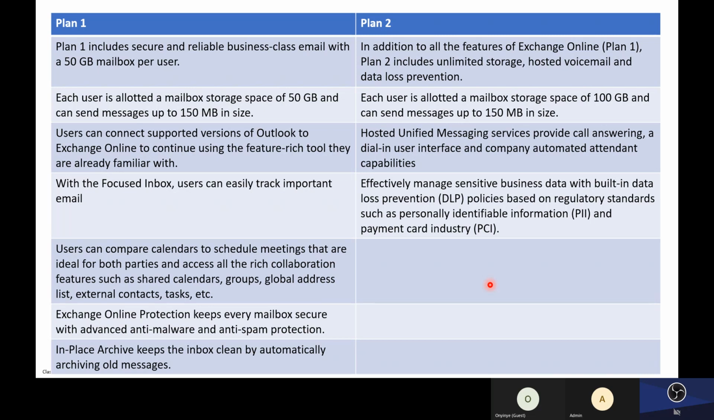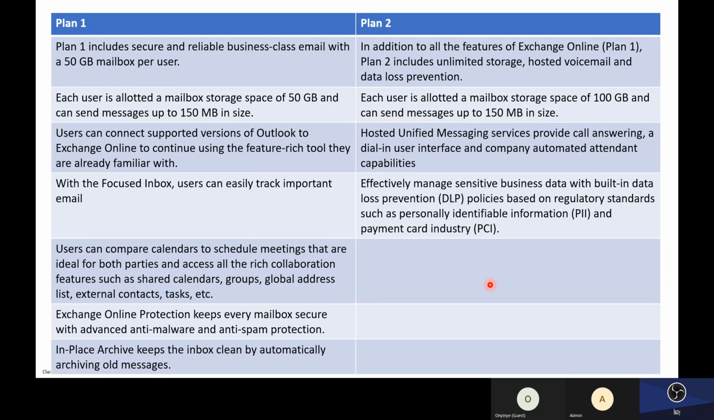To create a policy for sensitive documents like your payment card industry documents, like I said, SWIFT code, you can use it so that when somebody is sending a mail that contains any of those, it should flag it. The only plan that can allow you to do that is plan 2, really. Now, plan 1 can also let users compare calendars to schedule meetings. You can have rich collaboration features such as shared calendar, groups, global address lists, external contact tasks. This is actually available in plan 2 also.